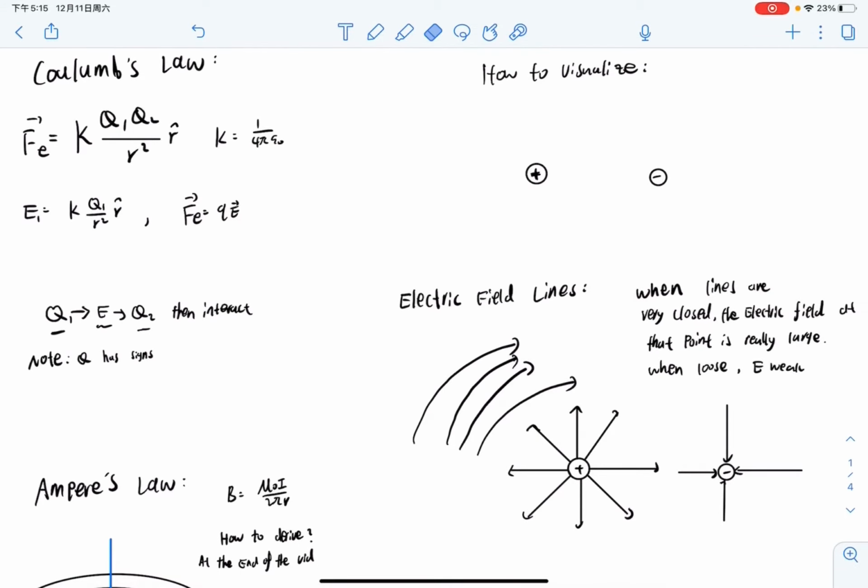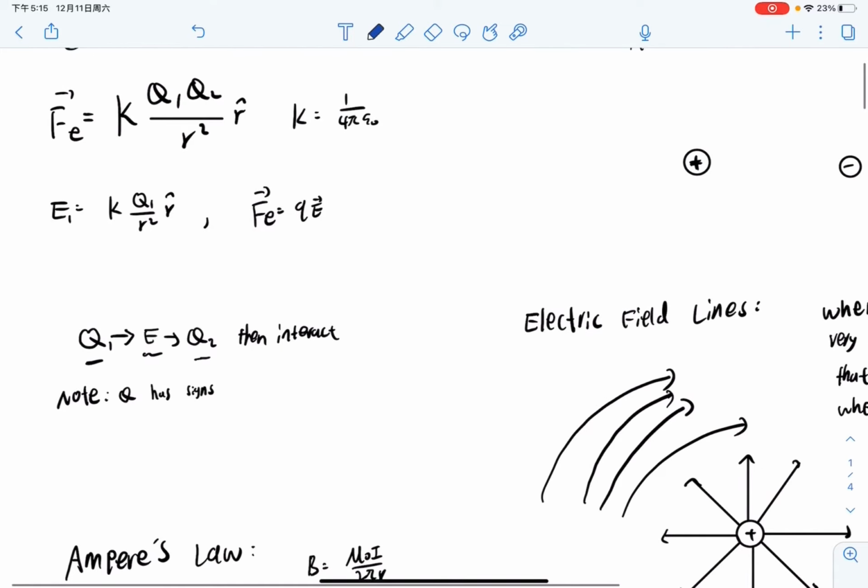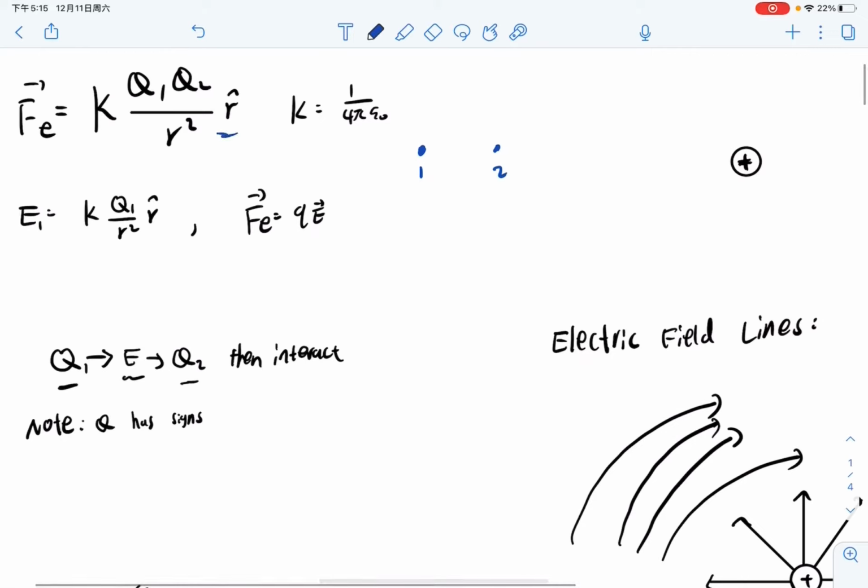Hello guys, we're going to do a quick review of what we learned so far in AP Physics 2. So the first thing we need to review is Coulomb's law, which states that the electric force is equal to k, which is a constant, times q1 q2, the charges of particle 1 and particle 2, divided by r squared, times the unit vector. We don't really care about the unit vector for now, so we just ignore it.